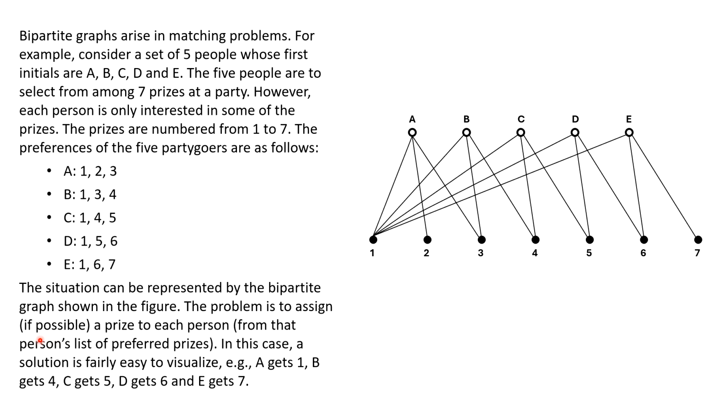The problem is to assign, if possible, a prize to each person from that person's list of preferred prizes. In this case, the solution is fairly easy to visualize. A gets 1, so that 1 is now gone. B gets 4, so 4 is gone. C gets 5. D gets 6. E gets 7. And then we have everybody getting 1 gift.